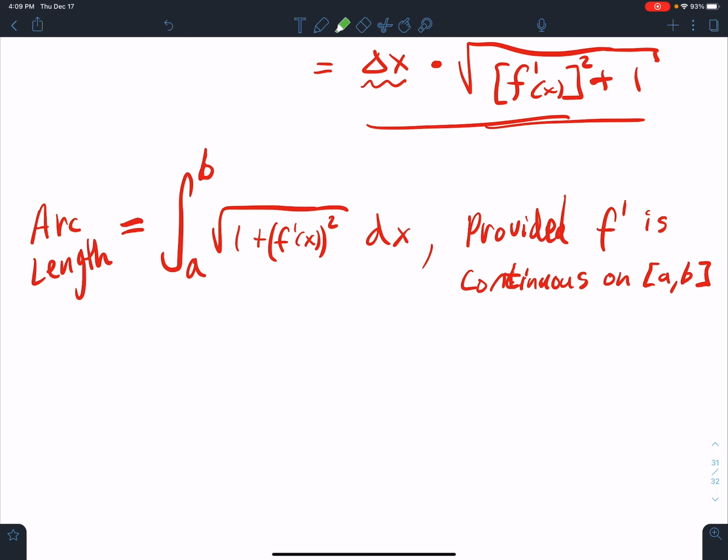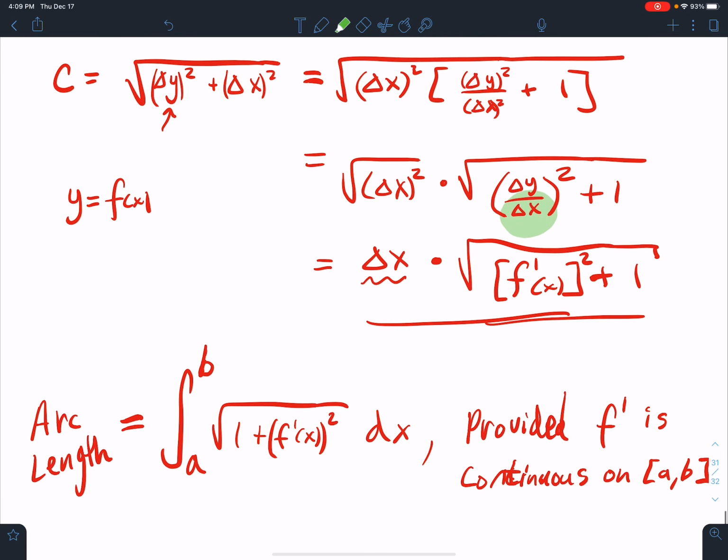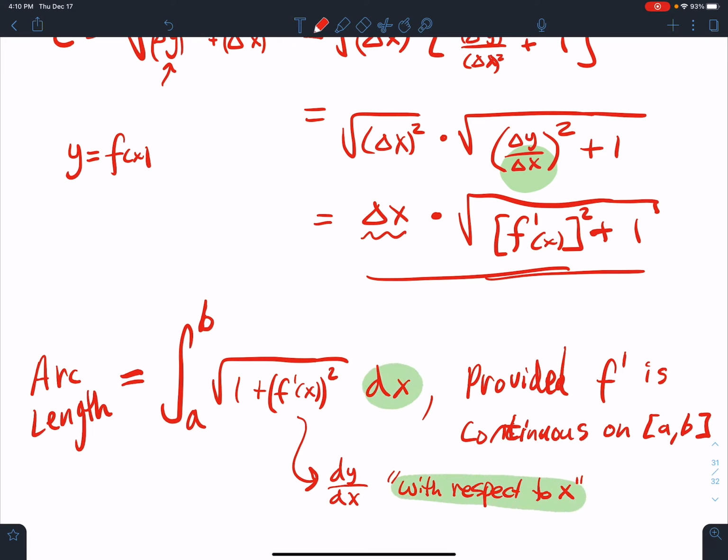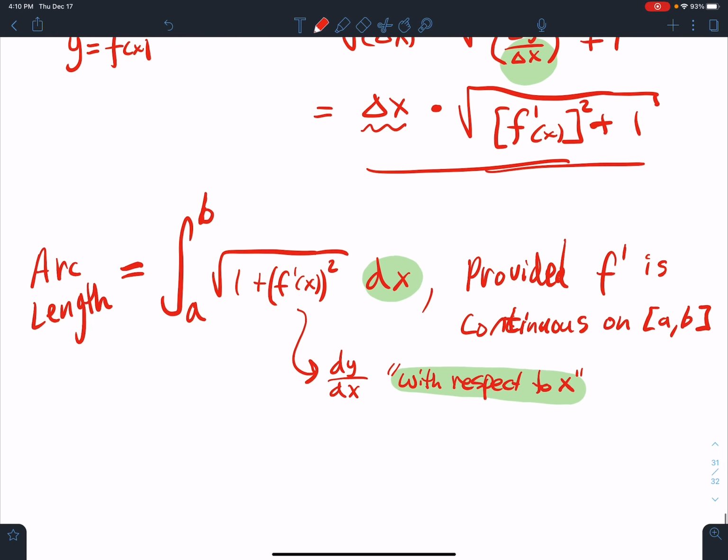Now this derivative, you'll note you're taking the derivative with respect to x. So this is dy dx. It's with respect to x, right? I want you to make sure you understand that, even that differential with respect to x there. Very important that you understand that.